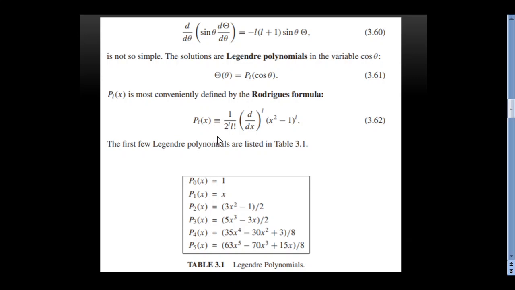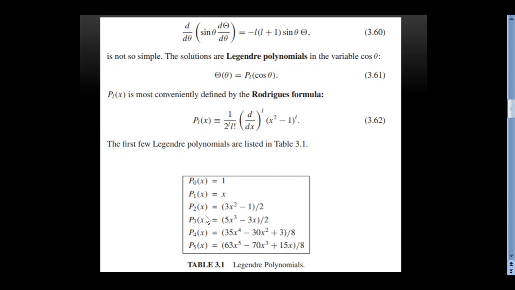Similarly, we can substitute L is equal to 2, and then we can find out P2(x). 2 raised to 2 is going to be 4, into 2 factorial, that is going to be 8. So 1 upon 8 will be there, d/dx second order, of (x square minus 1) whole square. And if you solve this one, you will find this value is equal to (3x square minus 1) whole divided by 2. So this way you can obtain the second order polynomial P2(x).